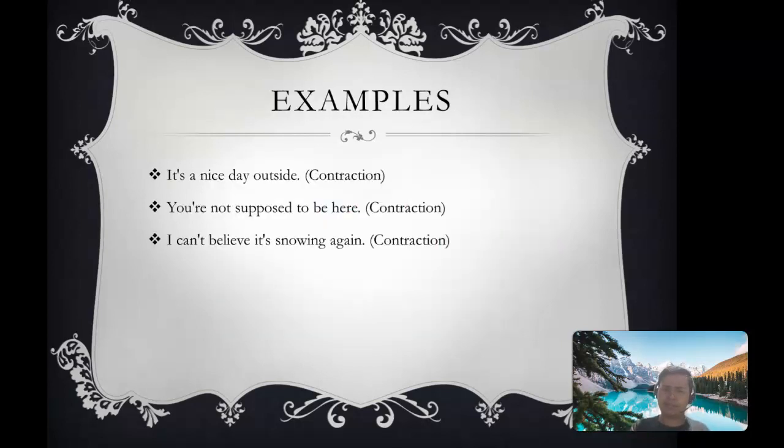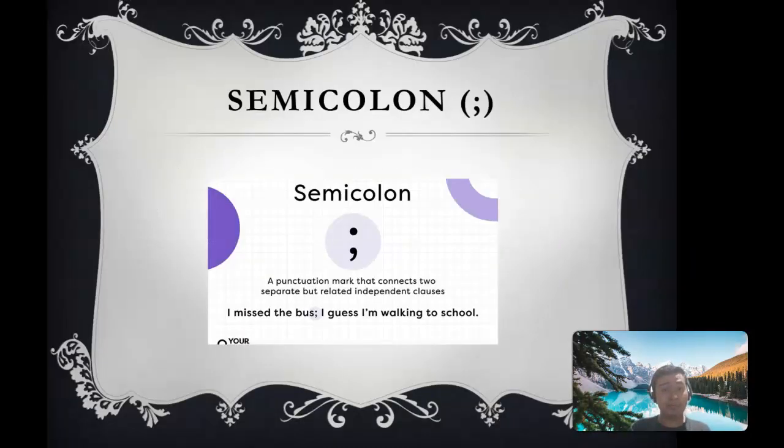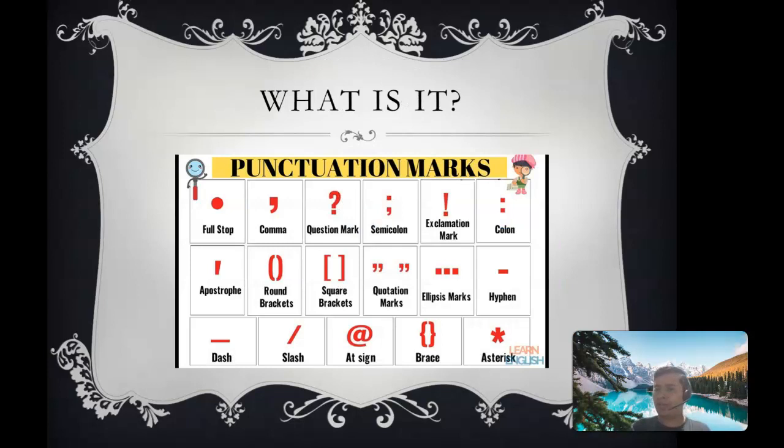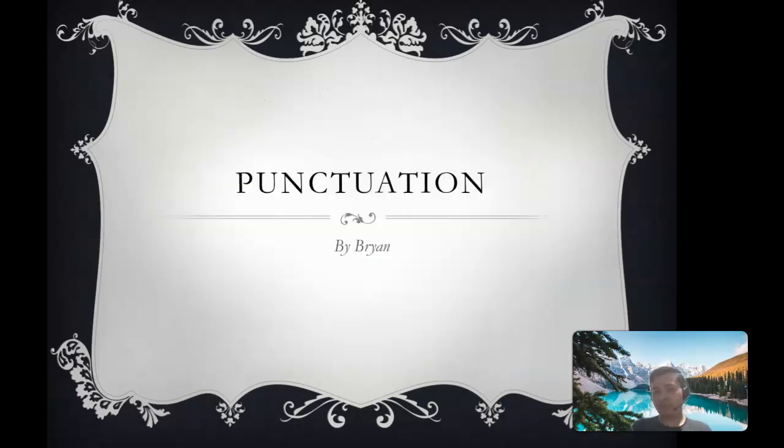And the last one says, I can't believe it is snowing again. The normal way to say it could be, I cannot, but instead of that, we're saying, I can't. And that will be pretty much all. Those are the common ones that most people use.